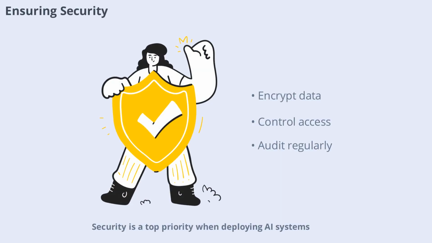Security is a top priority when deploying AI systems. Protect your data and models from unauthorized access or tampering. Use encryption, access controls, and regular audits to safeguard your narrow AI system. Stay informed about emerging threats and update your security measures as needed to keep your system safe.